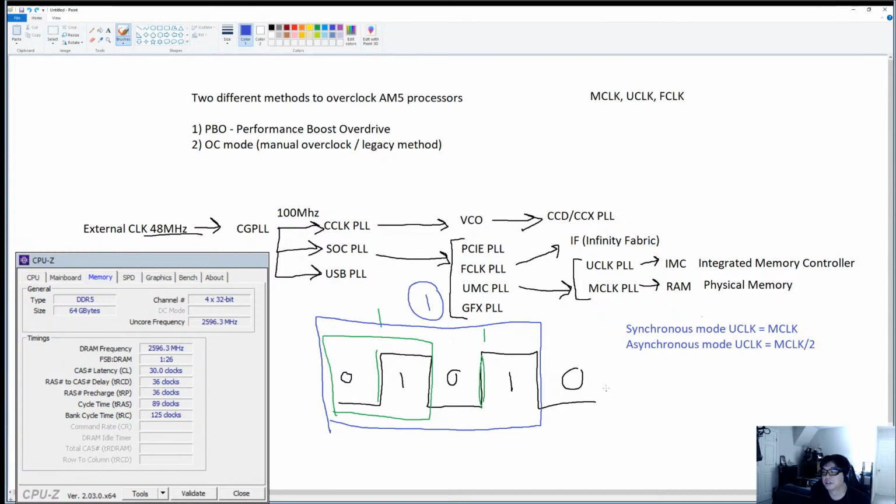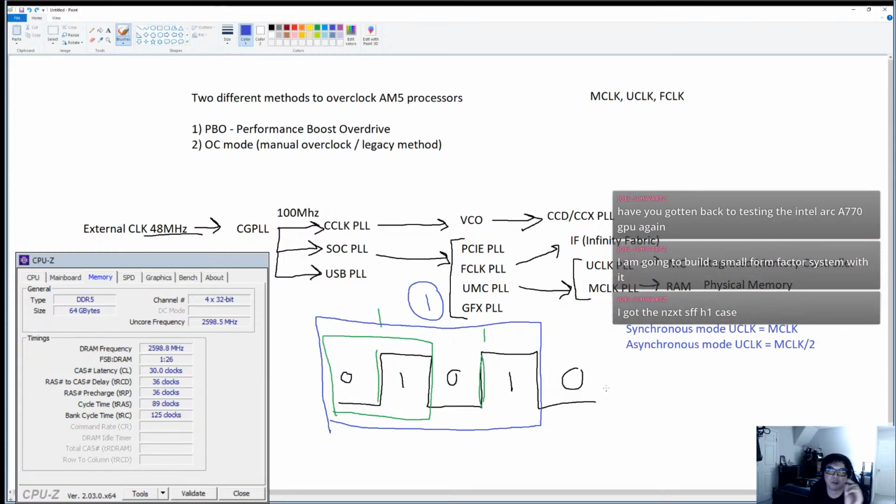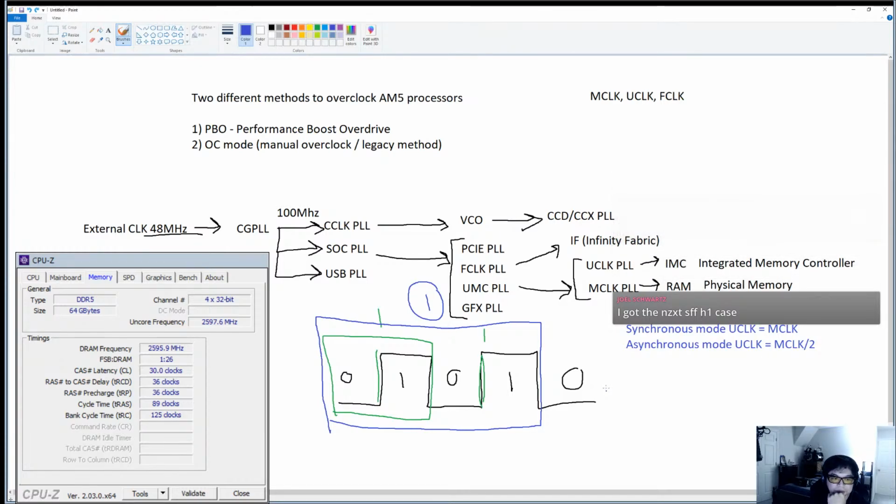Yeah, okay. No, I saw your post in the Discord. I have one small form factor case, but it's not super small. So I might do a video on that, but I don't really have something that I consider true small form factor. You got the small form factor, the H1. Yeah, I saw your post.